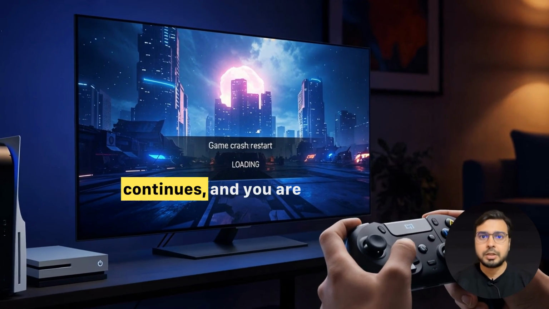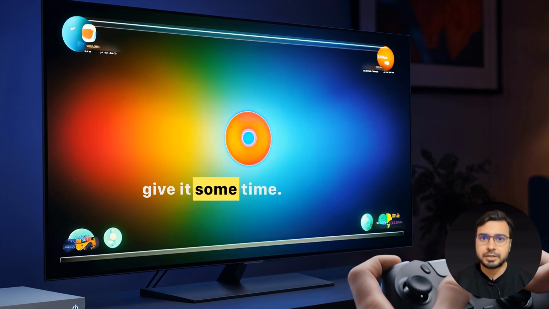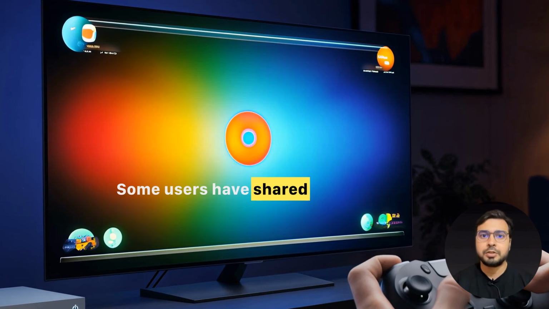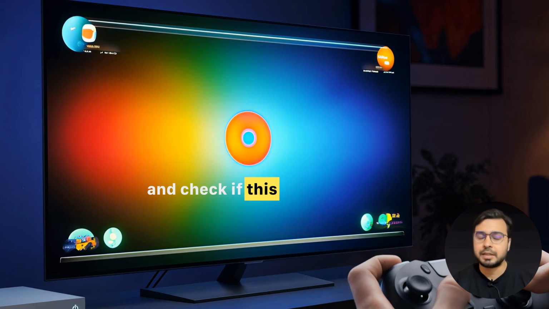If the error still continues and you are facing the error around the daily reset, then give it some time. Some users have shared that the error starts to stabilize after a while following the reset. So wait a bit and check if this helps with the error.